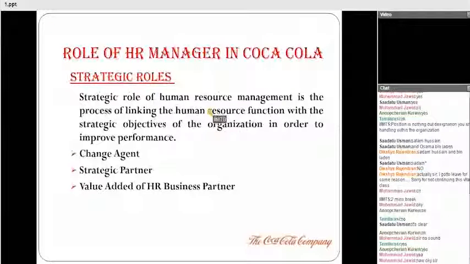What are the strategic roles? The strategic role of human resource management is the process of linking the human resource function with the strategic objectives or the policies of the organization in order to improve performance. How? Through change management, through strategic partner, through value added of HR business partner.